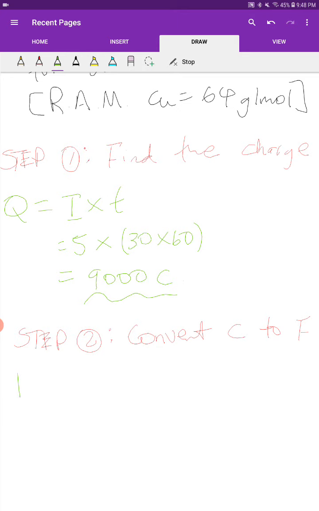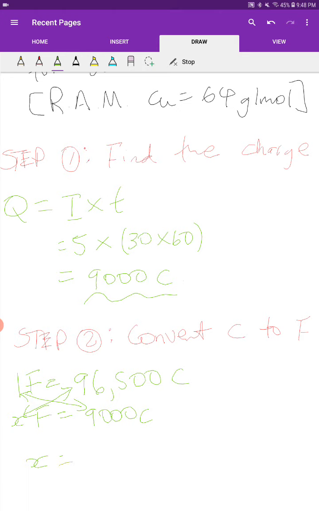So, 1 Faraday is equal to 96,500 coulombs. Therefore, X Faradays is going to be equal to 9,000 coulombs. How are we going to find X? We have to cross multiply. Okay? So top left times lower right, upper right times lower left.